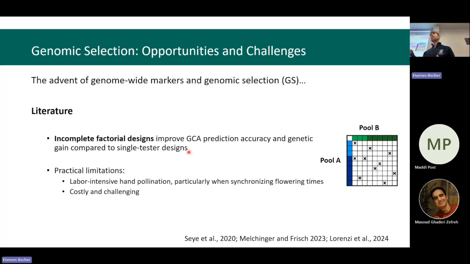It requires hand pollination, which is very labor intensive, costly and challenging, especially when we need to synchronize the flowering time between the crosses. If we need to make specific crosses and there is a lot of variability in flowering time between them, it will be very challenging to make those crosses. I cannot say this is impossible, but for some breeding programs, small or public breeding programs, it will still be a challenge to implement this kind of design.